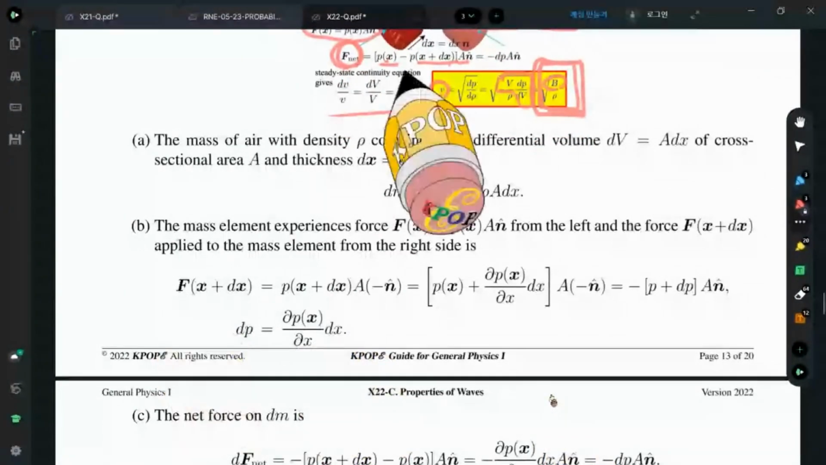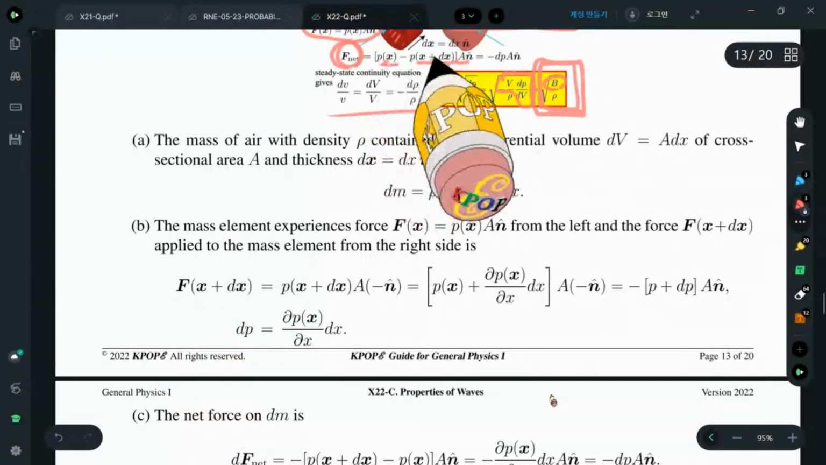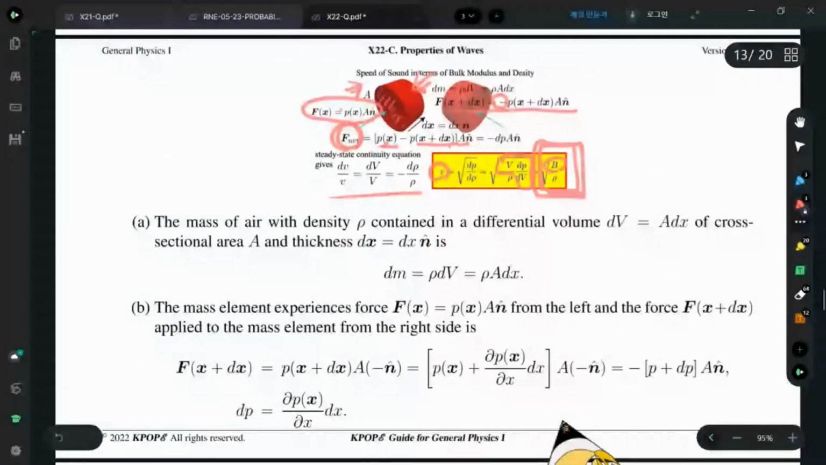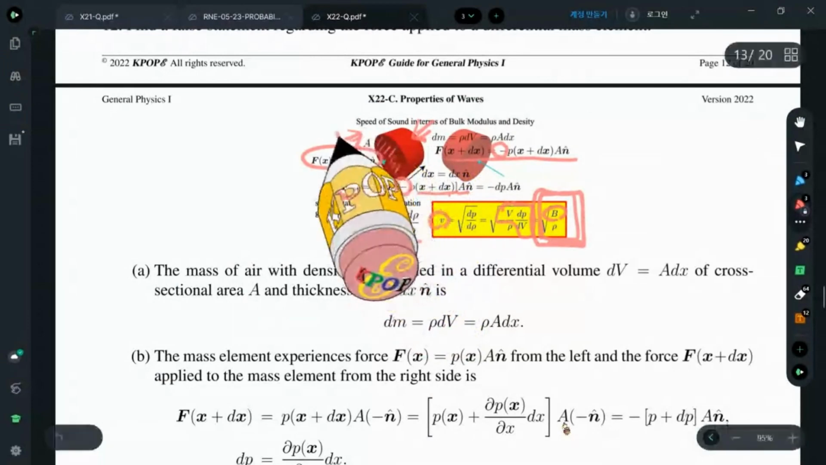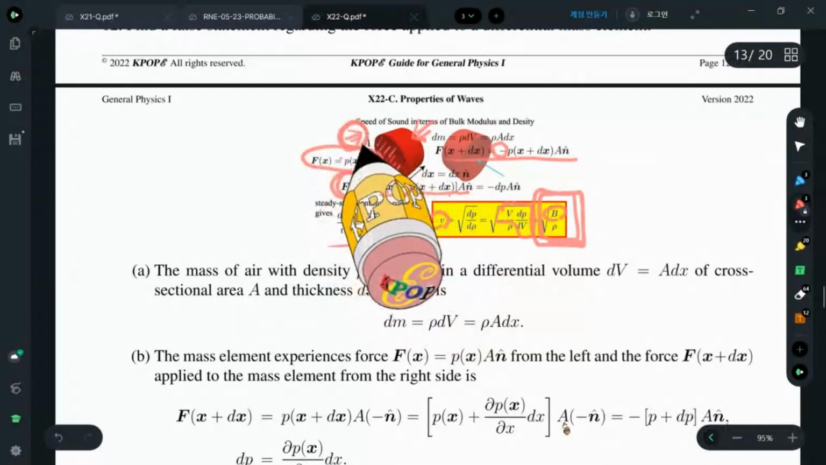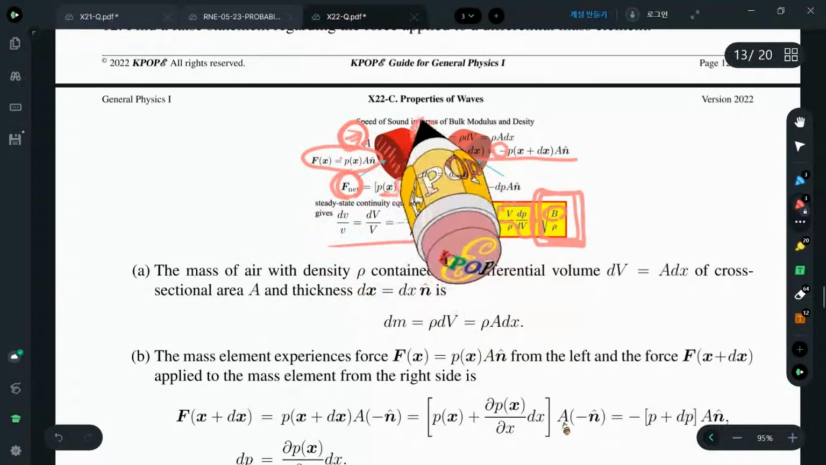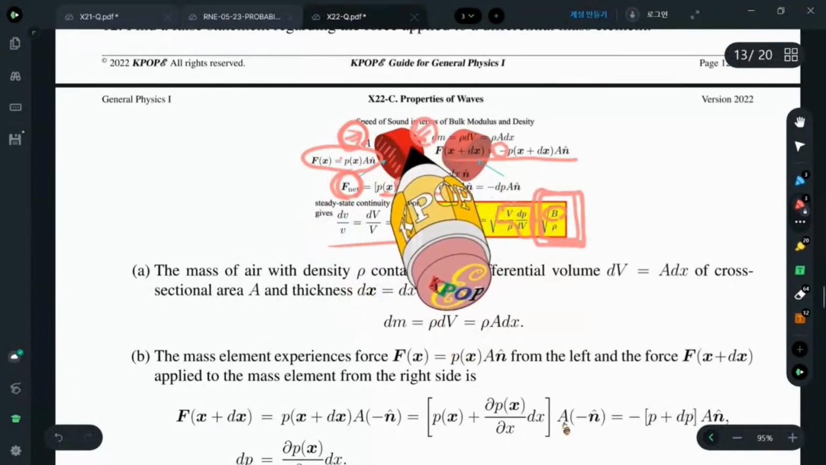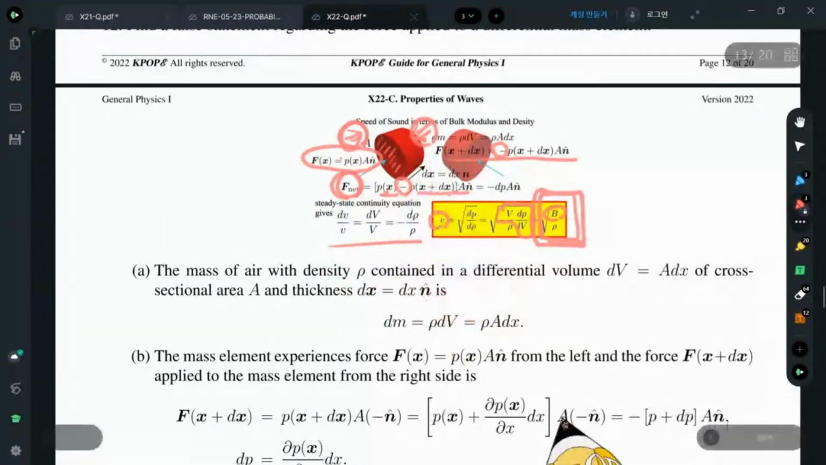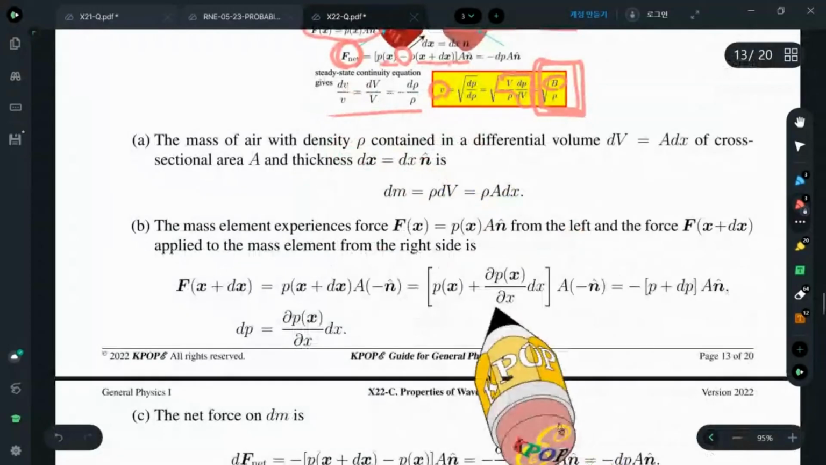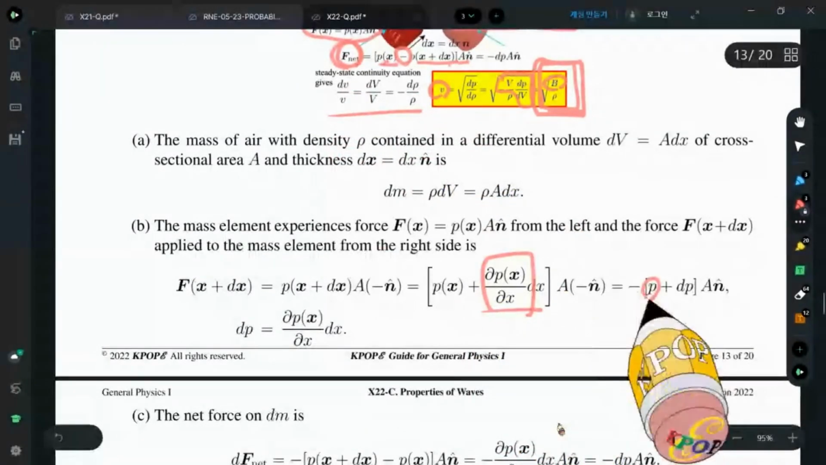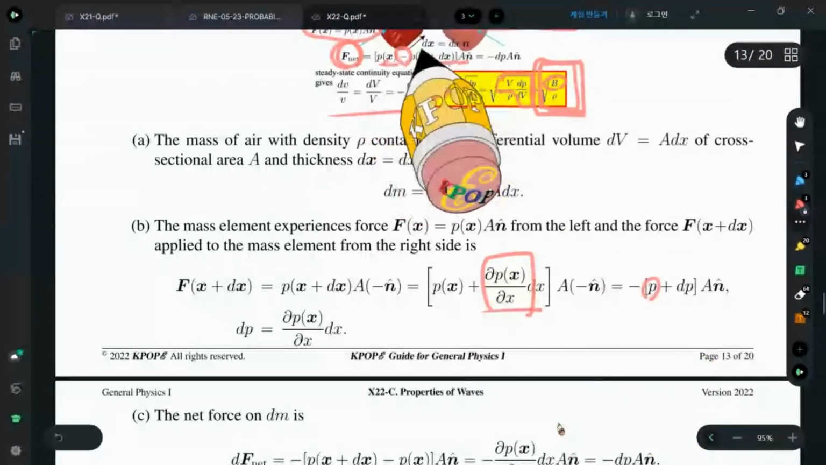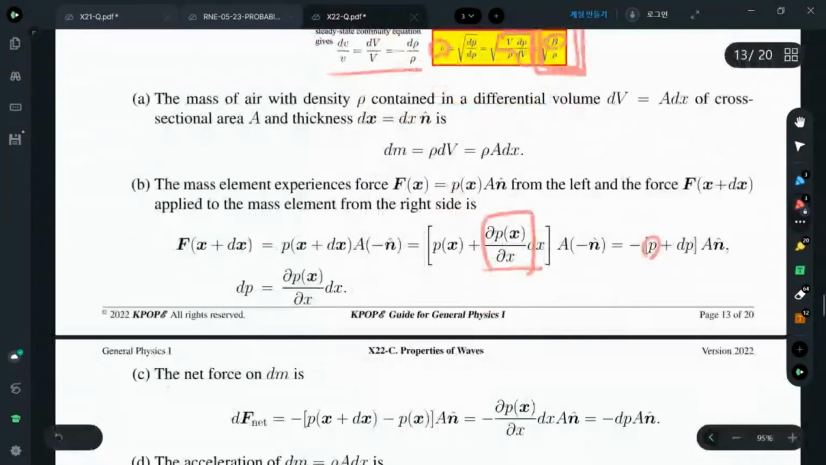After this sum, it becomes a subtraction, a difference between these two, because the direction of the force is to the right on the left side, and the direction of the force is to the left on the right side. So this part cancels in the difference in the net force.